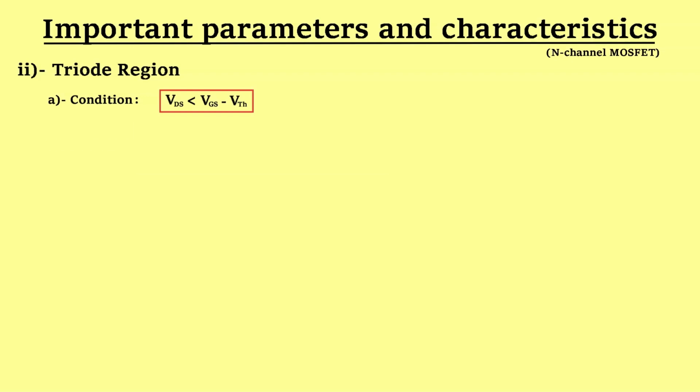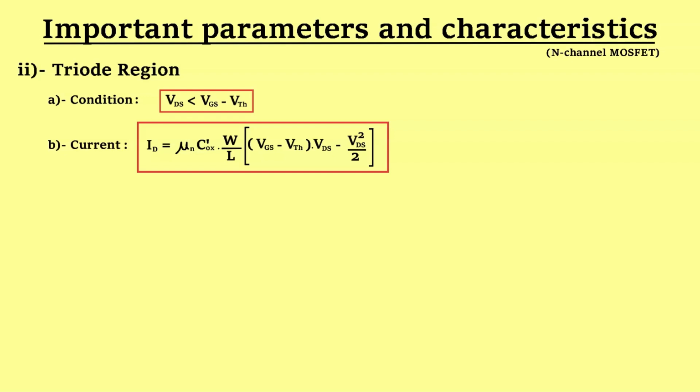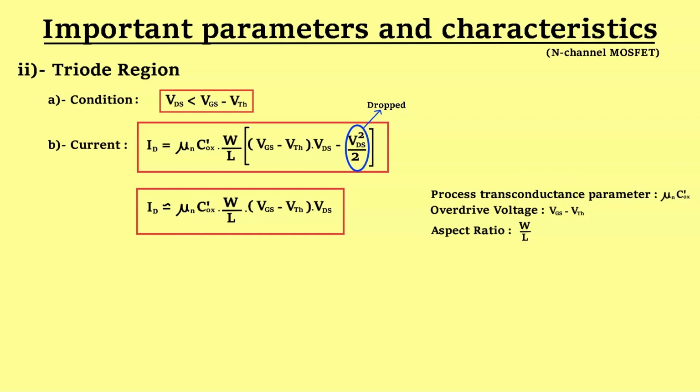We have also derived the equation for current in the triode region, but as we know, the drain to source voltage in the triode region is very small, so sometimes to find the approximate drain current, we can drop the term of the square of drain to source voltage, which will give us the approximate drain current equal to process transconductance parameter into aspect ratio into overdrive voltage into drain to source voltage. The triode region is also referred to as the linear region, as the graph is almost linear, representing nearly constant resistance.